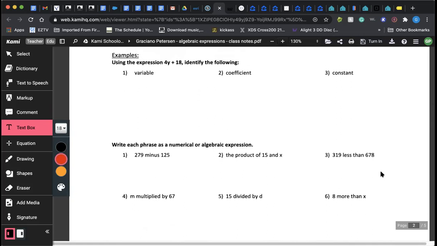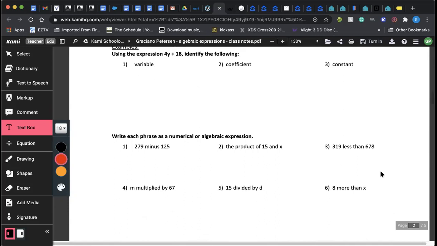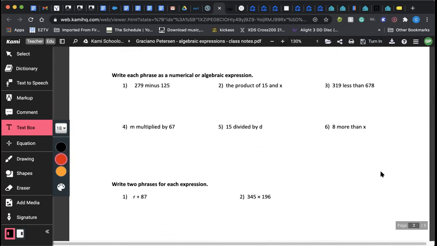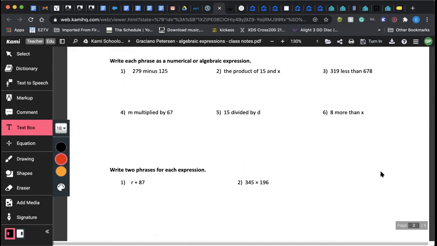So what we're going to do in this part, we're actually going to write each expression as either a numerical or algebraic expression. Just make sure we can go from words to expressions, because this is something that you might be tasked to do on your test. So just want to make sure that you guys are able to read an expression in words and turn it into a numerical or algebraic expression. So we'll start off with a nice easy one.